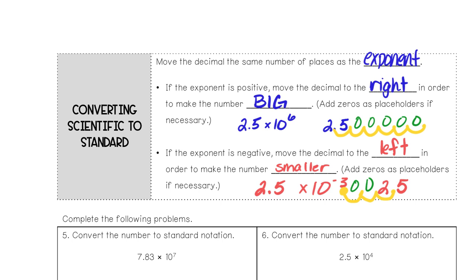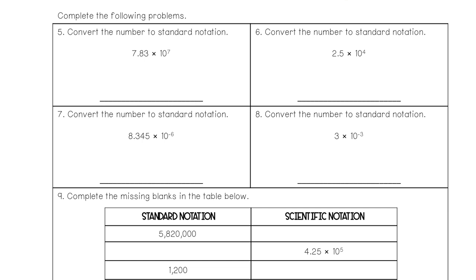So let's try this. Okay, so we're going to convert this number. So we have 7.83 times 10 to the 7th. My exponent is positive, so this is going to be a big number. So I'm going to take that 7.83 and I'm going to move it to the right. 1, 2, 3, 4, 5, 6, 7. I'm going to fill in all of those valleys with zeros.